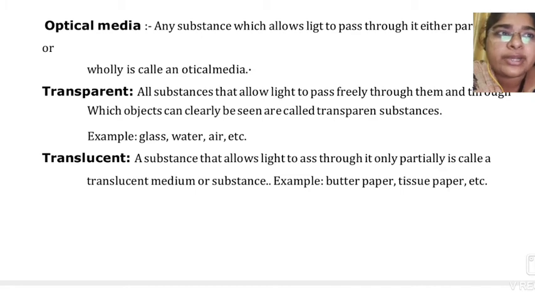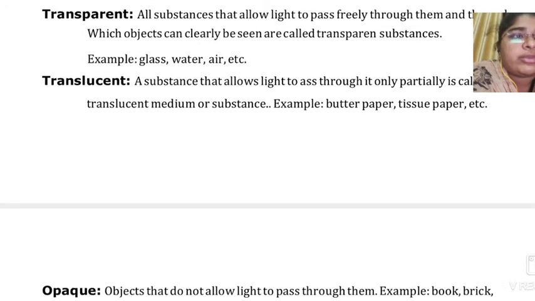Second example, tissue paper. Same as butter paper, tissue paper is also not clearly transparent, but we can see through it partially. So this type of material is called a translucent object. So again we revise, please listen carefully. The definition of translucent: a substance that allows light to pass through it only partially is called a translucent medium or substance. For example, butter paper or tissue paper.